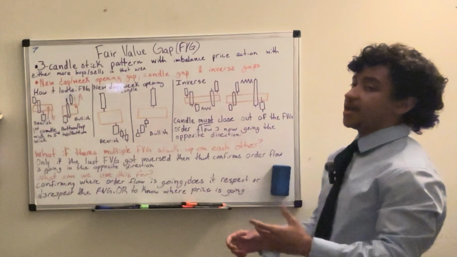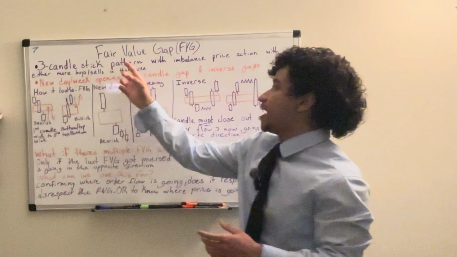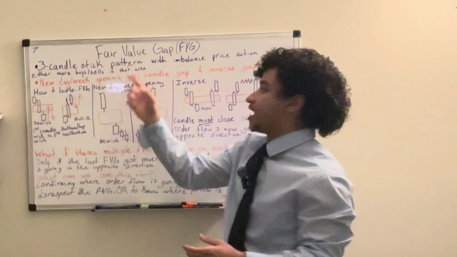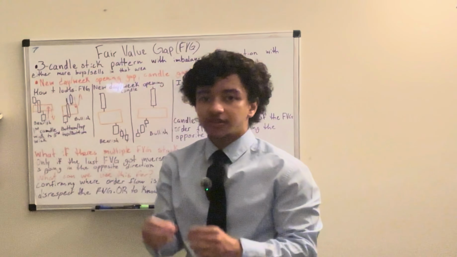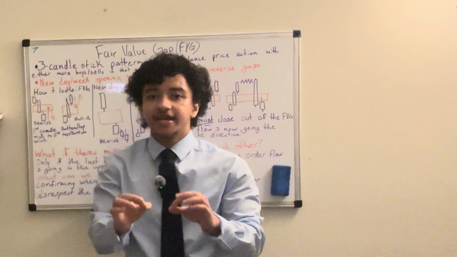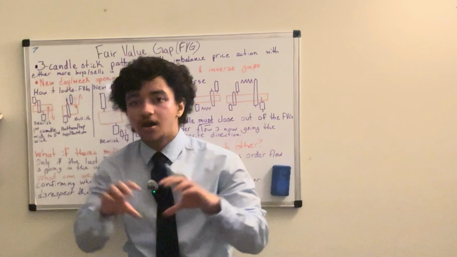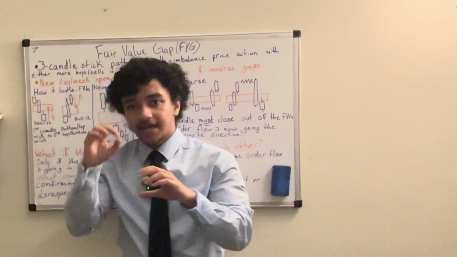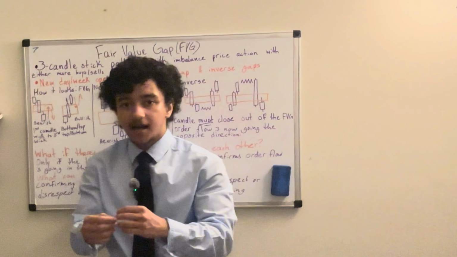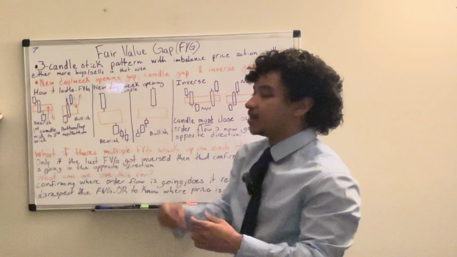Understanding fair value gaps. So what are fair value gaps? Well, fair value gaps are three candlestick patterns with imbalanced price action, with either more buys or sells in that area. We're gonna find a specific three candle pattern. We need to find three candles, and they need to make a pattern, something that always happens. If that three candle pattern happens, then we have our fair value gap. And I'm going to tell you what exactly needs to happen for that fair value gap to be formed by a three candle pattern.